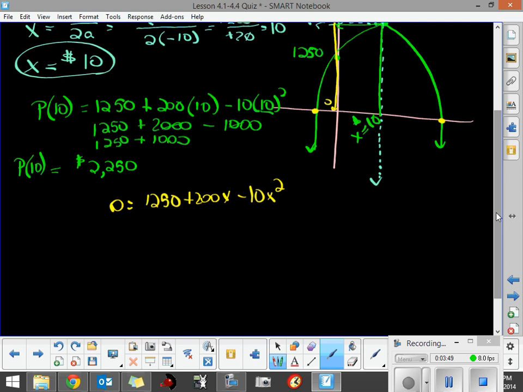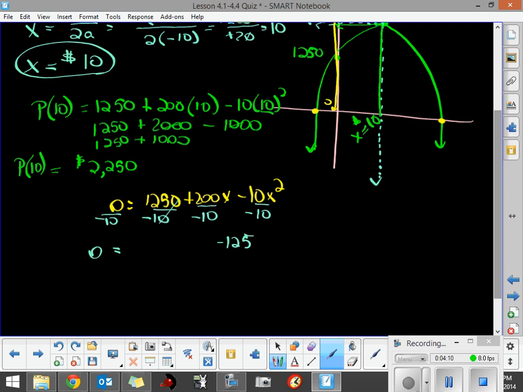They all have a common factor of 10, so I'm going to divide everything by 10, and so that I have a nice number to work with out front, I'm going to divide by negative 10. So I'm going to divide everything by negative 10, even the 0. But 0 divided by negative 10 is still 0. 1250 divided by negative 10 is going to be a negative 125.